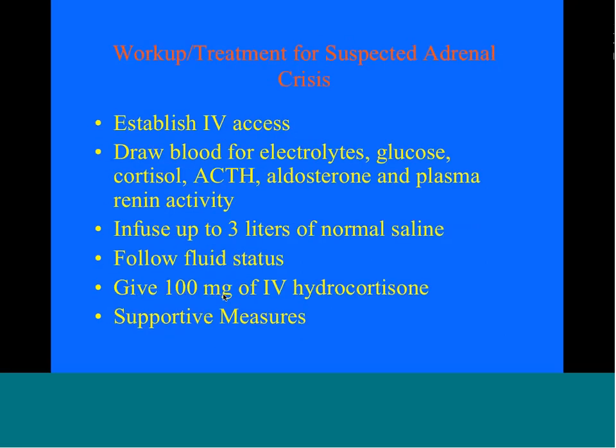If somebody has adrenal crisis, they should go to the emergency room and get IV fluid. They should get bloods drawn for electrolytes, cortisol, glucose, ACTH, aldosterone, and renin. They should get IV saline up to 3 liters. Follow the fluid status. They should get IV cortisone, and they should be looked at for infections and heart problems and other supportive measures.